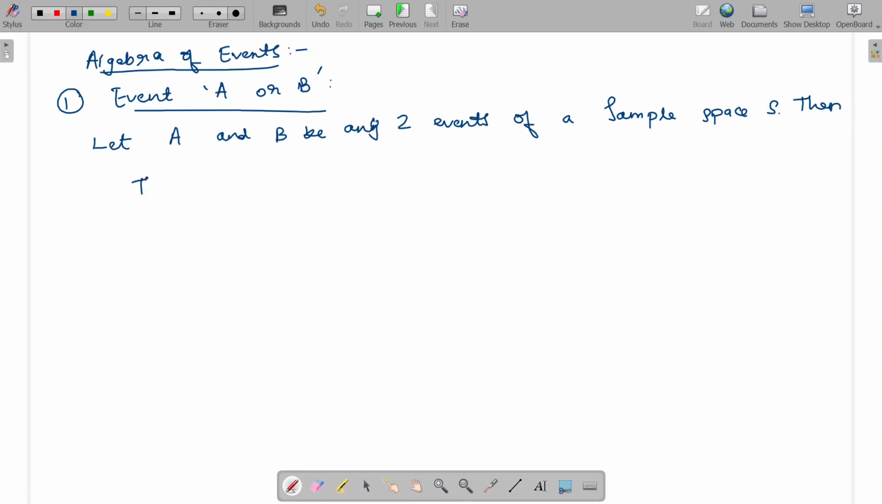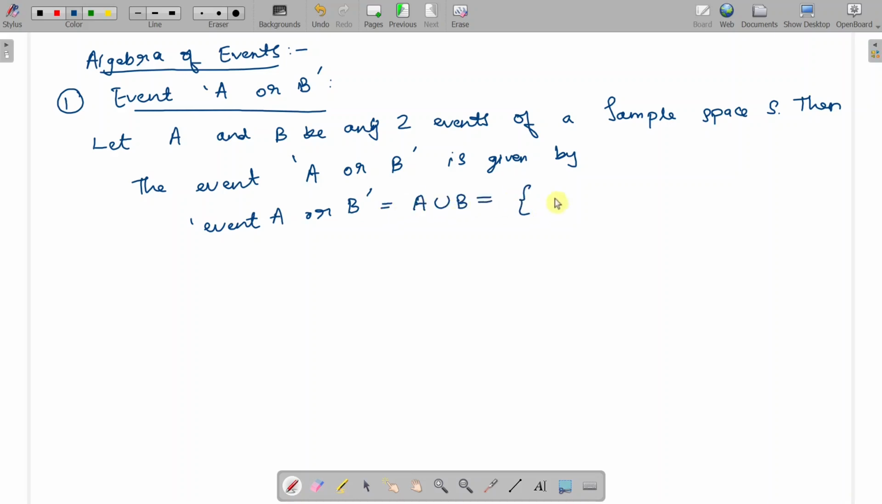Then the event A or B is given by, so event A or B is denoted as A union B, right? And by definition it is omega such that omega belongs to A or omega belongs to B, right? So you know union means, if you take an element in the union, it should belong to A or it should belong to B.